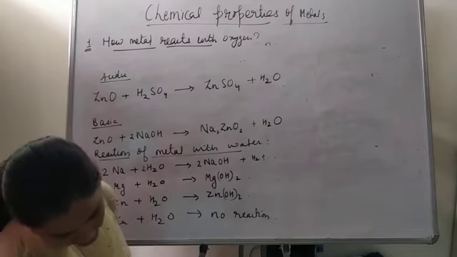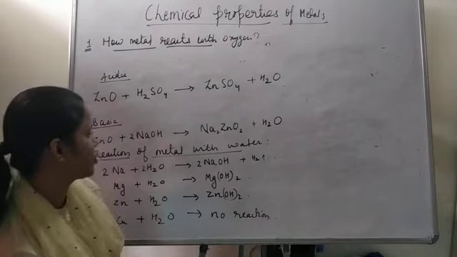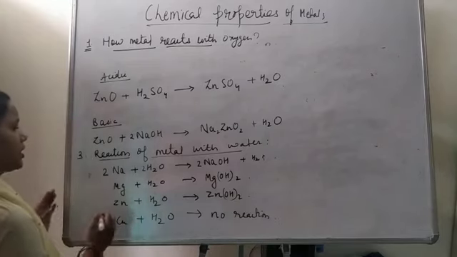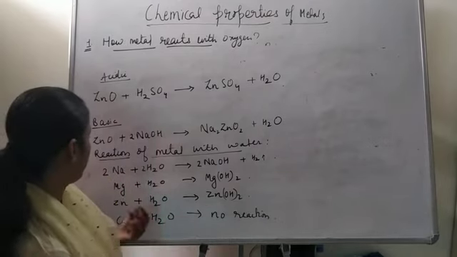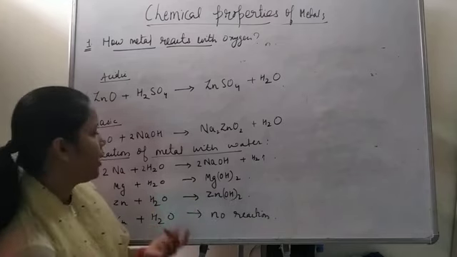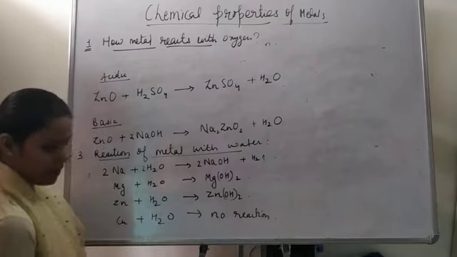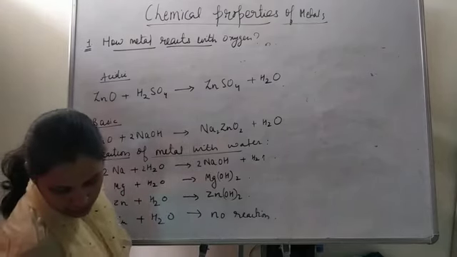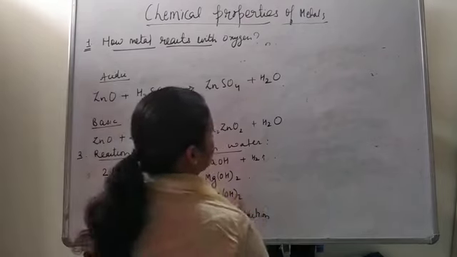So we have covered the reaction of metals with water and reaction of metals with oxygen. Here also we can see that sodium can react with cold as well as hot water, magnesium will react only with warm water, zinc will also react with boiling water, and copper will not react with water at all. Okay, then the next reaction is how do metals react with dilute acids?